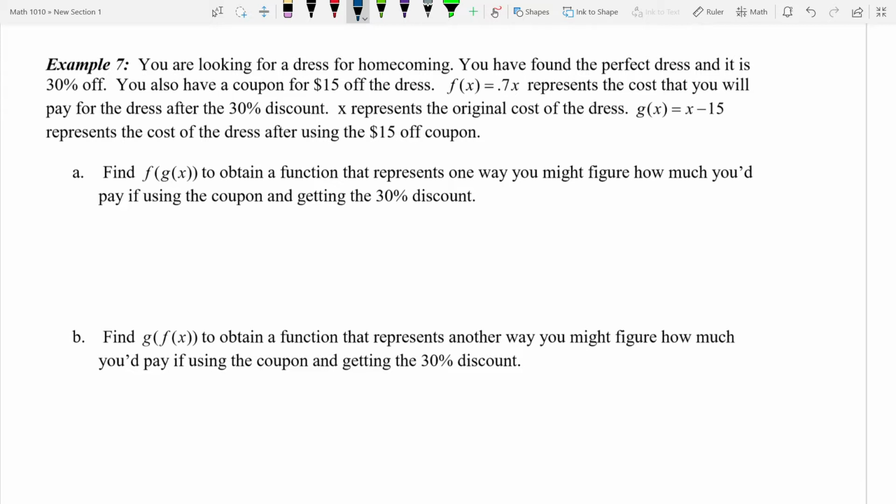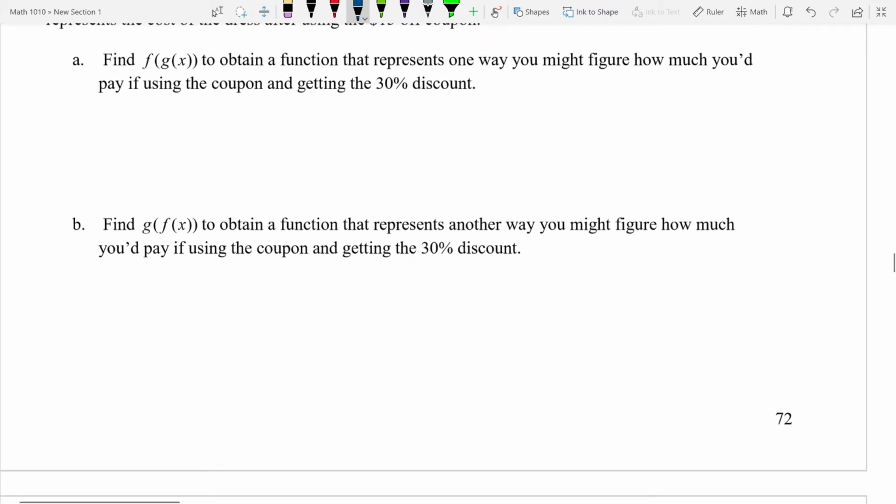Everybody listen. You have a $100 dress. It is 30% off. What percent of the cost are you going to pay? 70% of the cost. That's why it says 0.7. Okay? G of x is x minus 15. That's the cost after the $15 discount. Okay? Find f of g of x and find g of f of x.